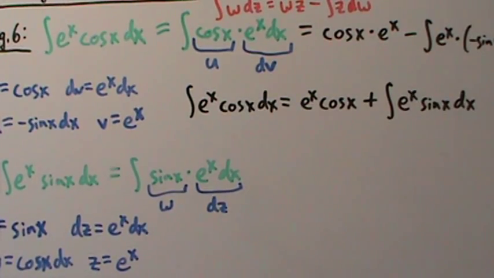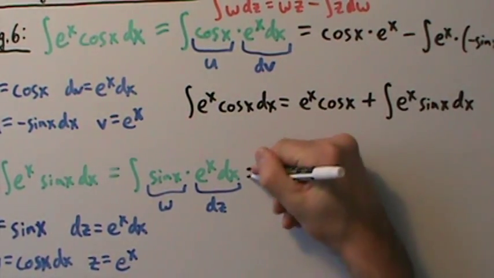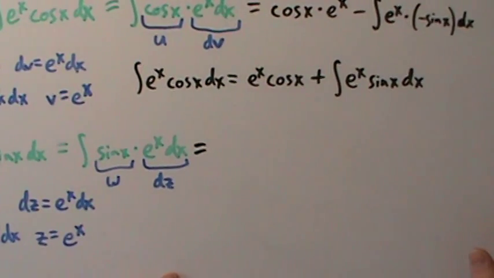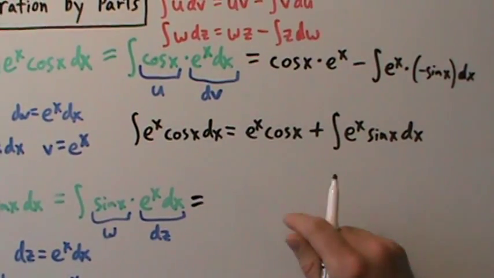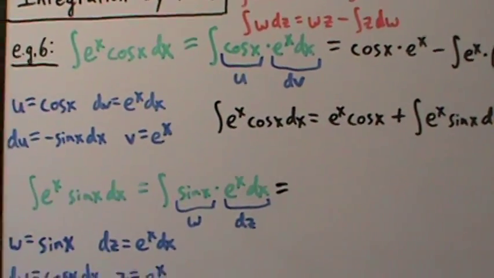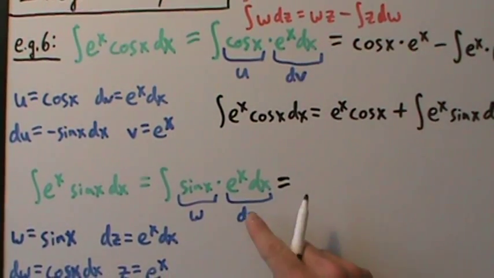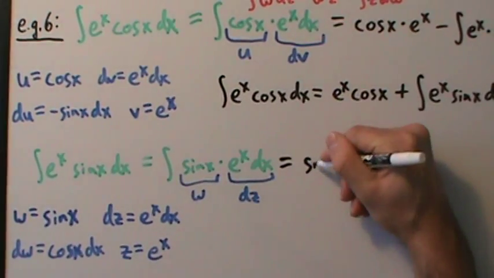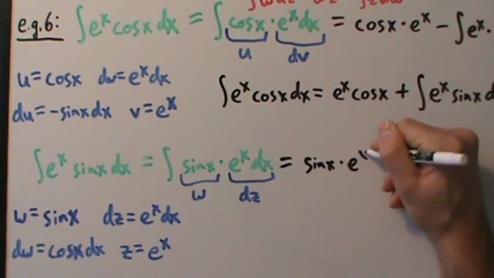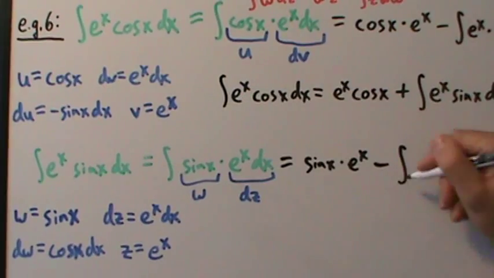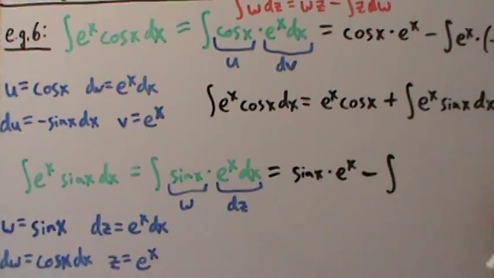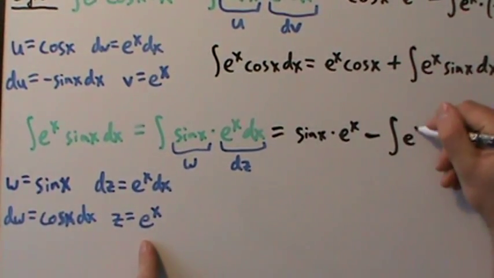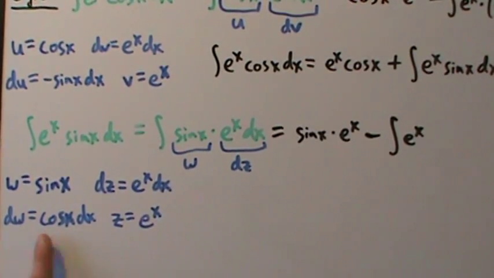Now we come over here. What do we have? The integral of w dz equals wz, which is sine of x times e to the x, minus the integral of z dw. Z is e to the x, and dw is cosine of x dx.